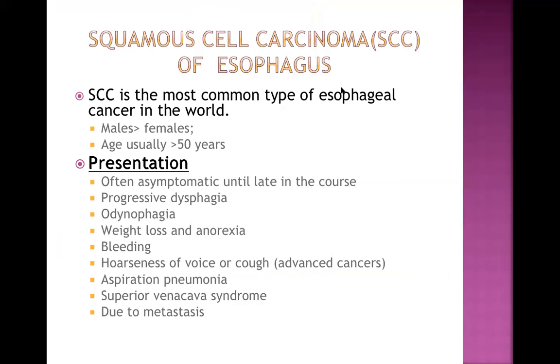With this, the last part of the topic in esophagus pathology is left, and that is malignancy. The first one is squamous cell carcinoma. Let's talk about it. Squamous cell carcinoma is the more common type of esophageal cancer than adenocarcinoma in the whole world. Males are more commonly affected than females, and the common age is usually more than 50 years. So it is seen in older people.